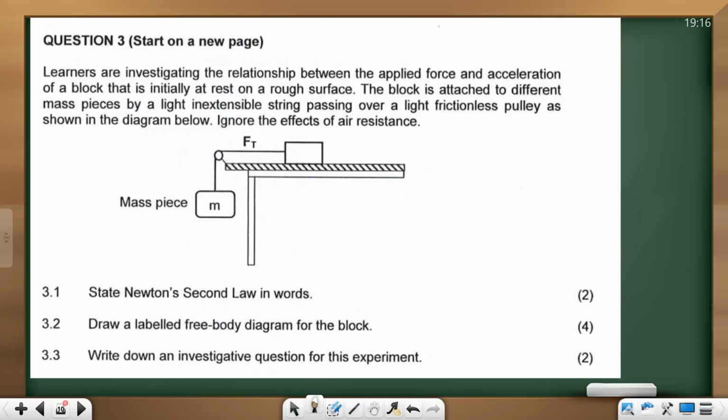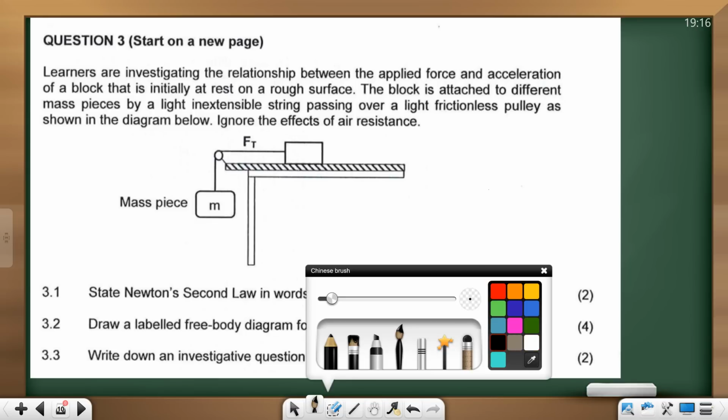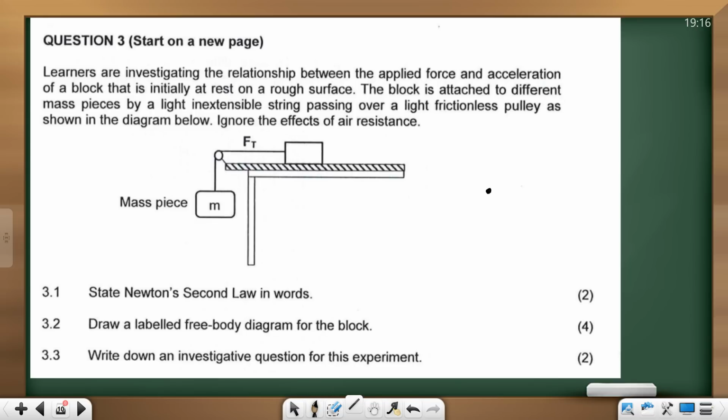The object is on a surface, so there's a force there. The object has a mass, there's a force. The object is connected with another object with a rope, there's another force there. The surface is rough, there's another force. 4 forces. So, can I draw mine quickly?